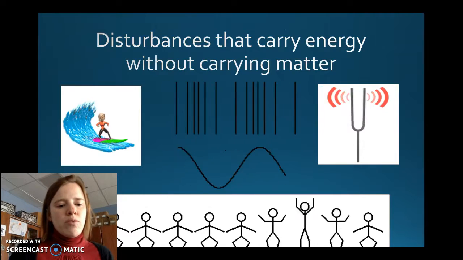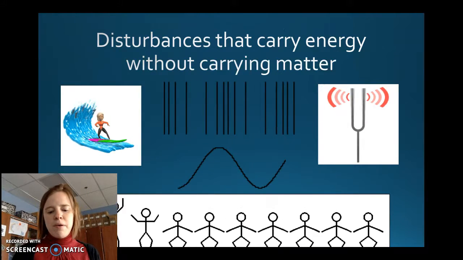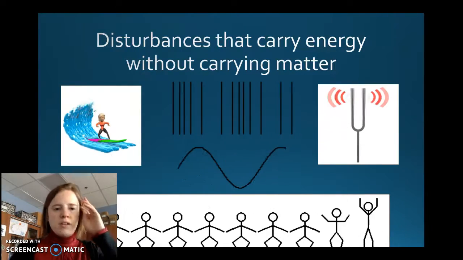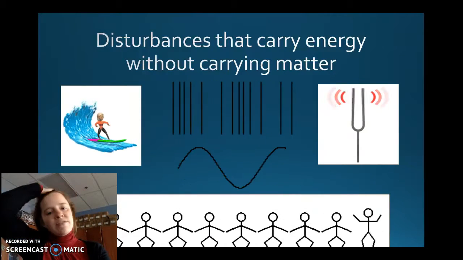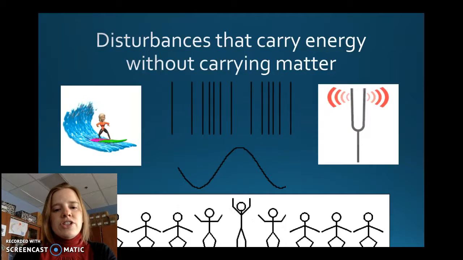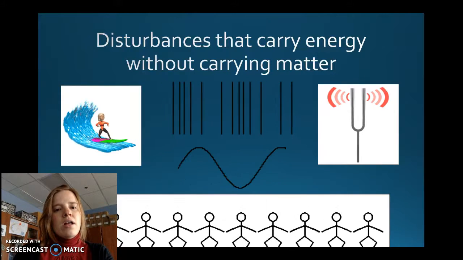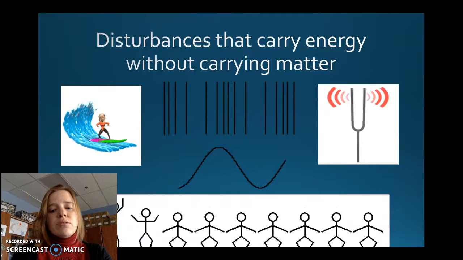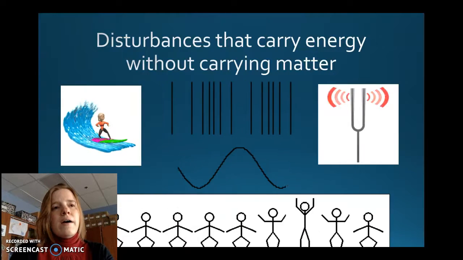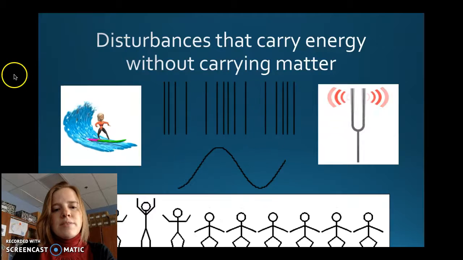Okay, so let's start off. What are waves? On the top of your first page in your notes, I want you to define waves, okay? Waves are disturbances that carry energy without carrying matter. So in our Arduino, we talked about how energy is transferred, and it's through waves, okay? And you can see, it says without carrying matter.